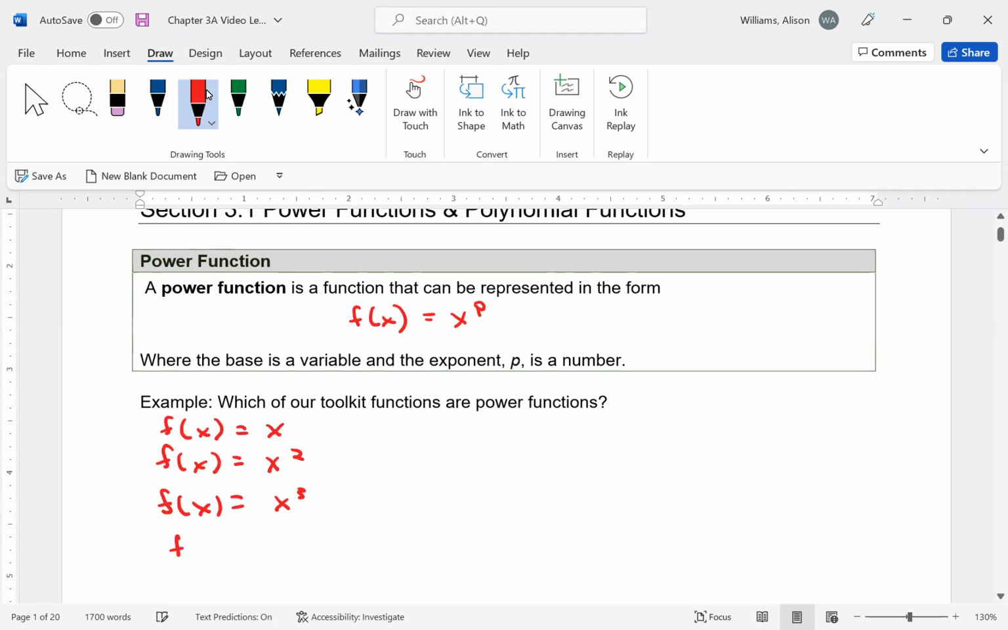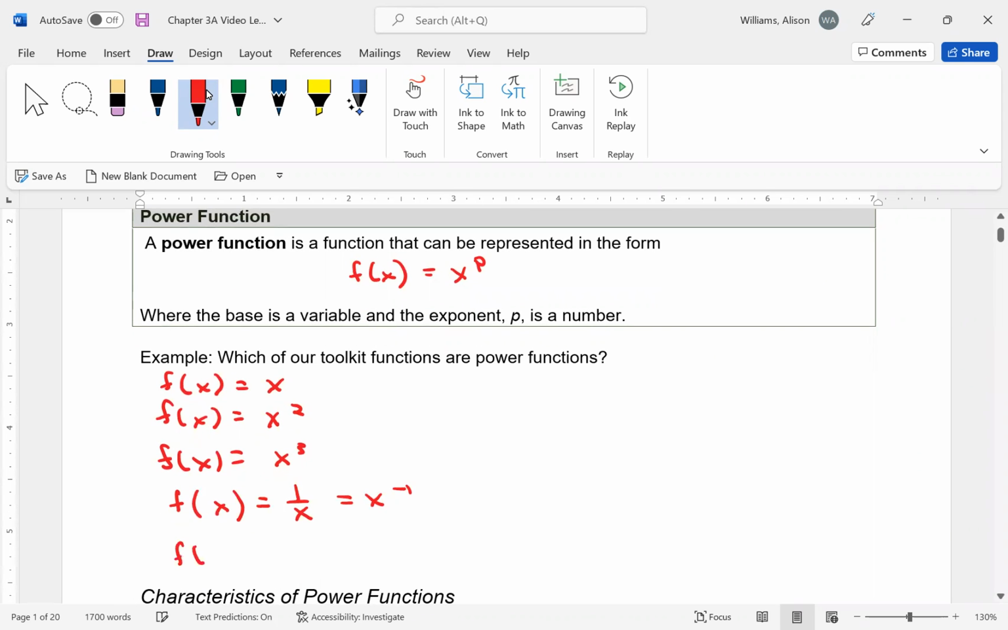The reciprocal functions, the 1 over x, technically is x to the negative 1. So that's a power function. 1 over x squared would be x to the negative 2. The square root function can be written as a power of 1/2. Let me fix that. Same with the cube root function.